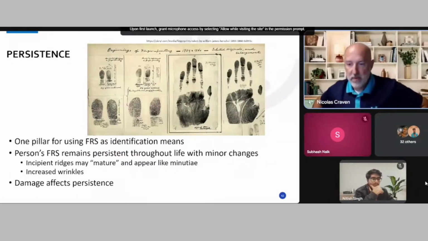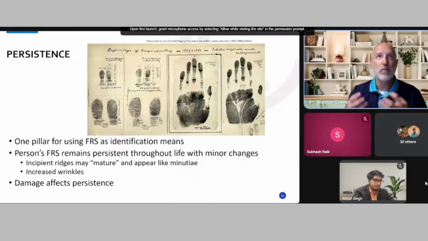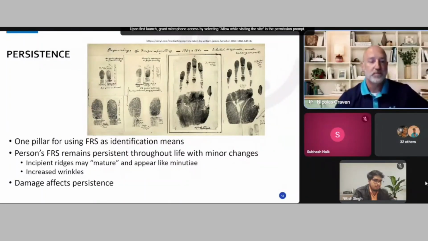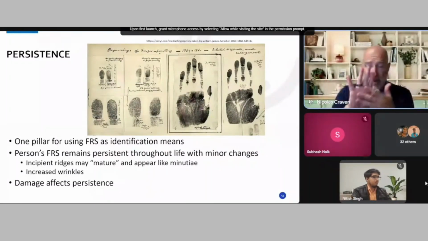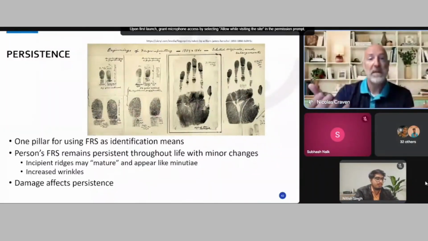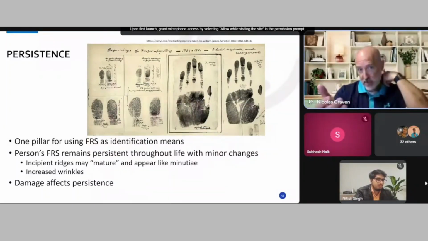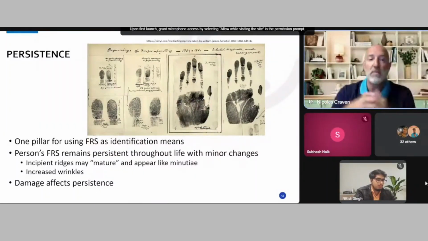All right, so now we're going to transition to the two main pillars, or the two main reasons why we can use friction-ridged skin, or fingerprints and palm prints, to identify people or exclude people, whether it's a crime scene sample, or you want to identify them for a criminal background check of some sort. So the first one is that friction-ridged skin, the skin on your palms and feet, is persistent. What I mean by that is it remains the same throughout your life, with only minor changes.